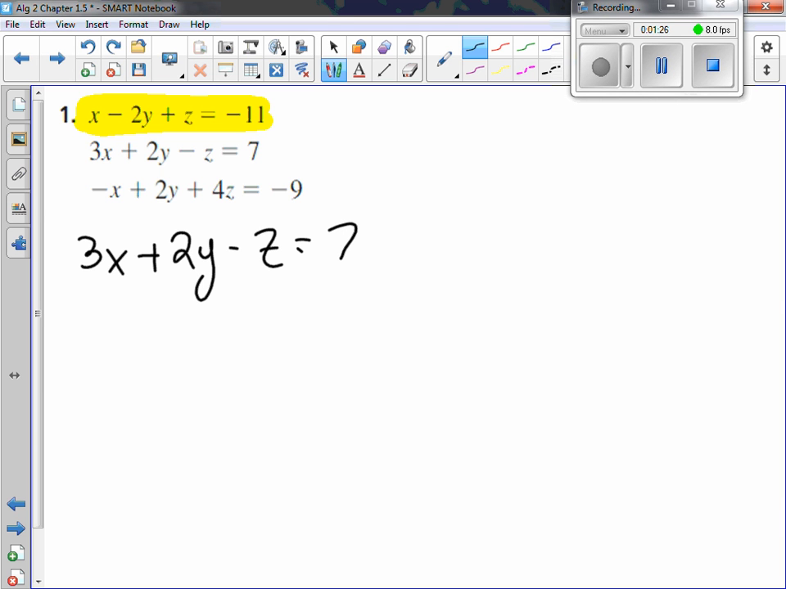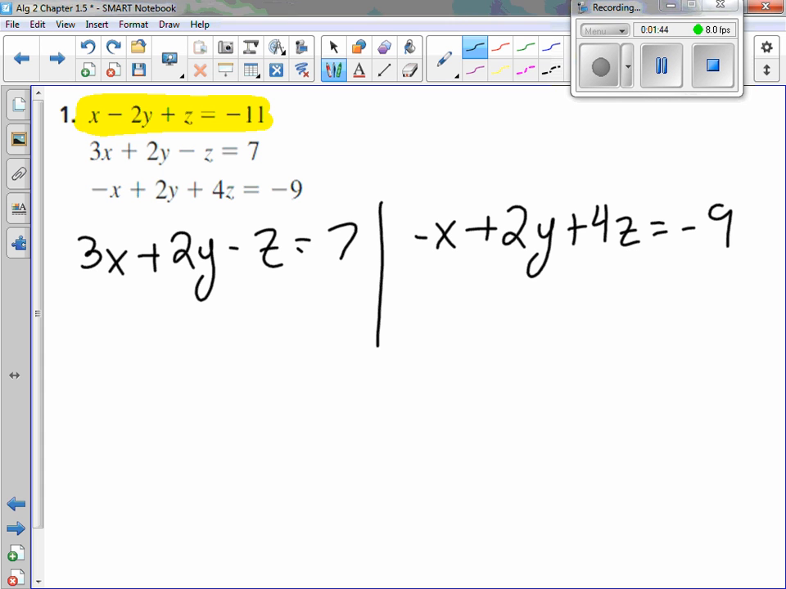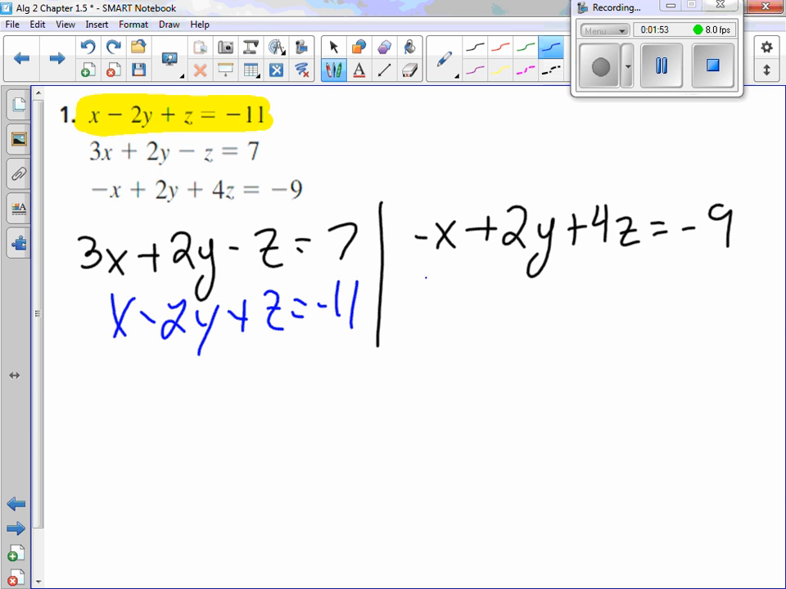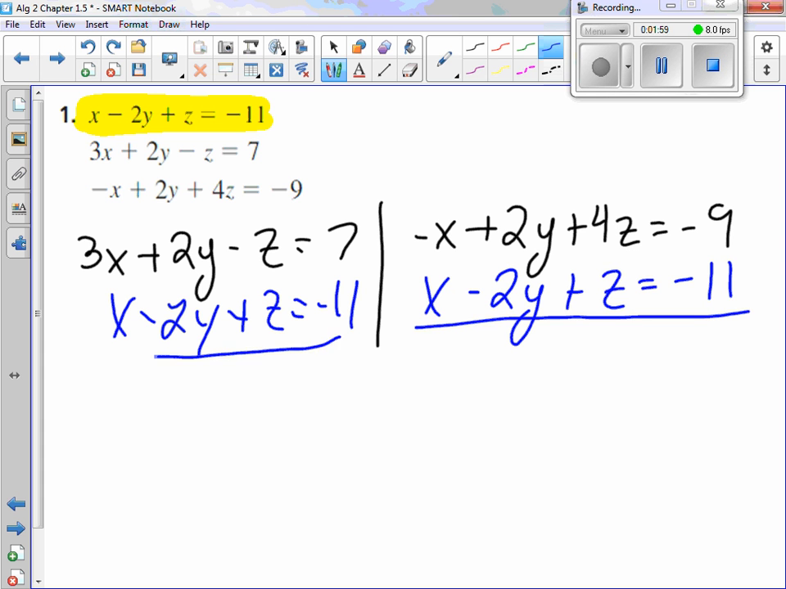So 3x plus 2y minus z is equal to 7. And our negative x plus 2y plus 4z equals negative 9. Now, because the 2y in our eliminator equation, or the equation we're using to eliminate y out of both of them, is already the same as these two here, we don't have to do anything with it. We can just rewrite it down. x minus 2y plus z equals negative 11. We can just write them down because the values of y are already the same. We don't have to do anything to it.